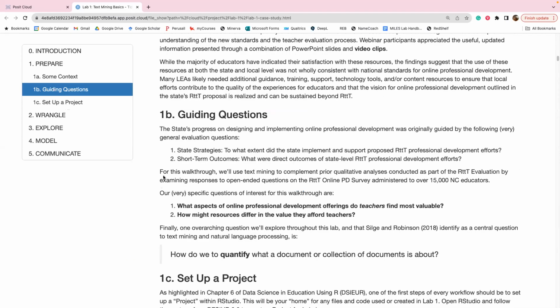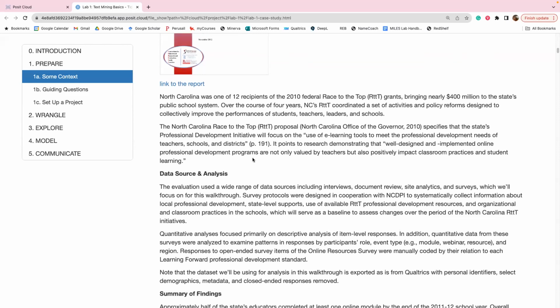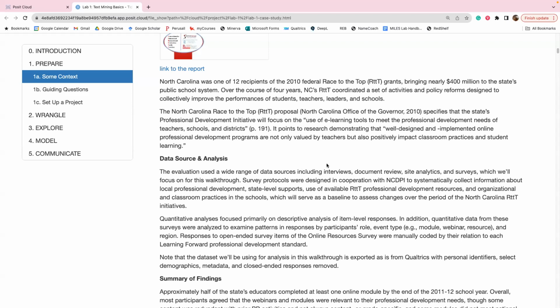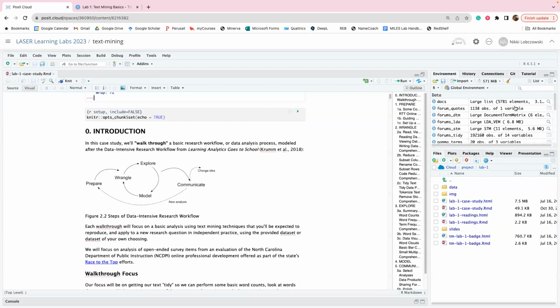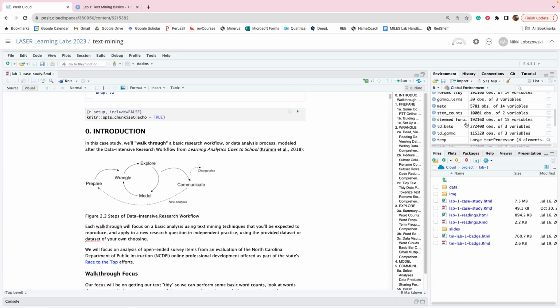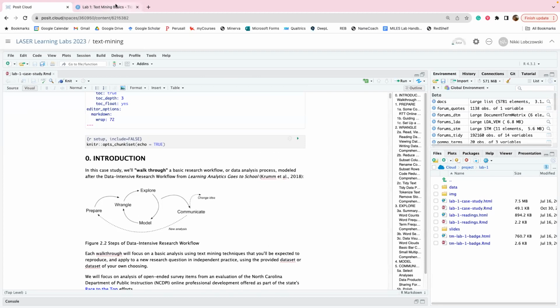For this, and I skipped this, this has a specific context: the data we're going to use is about the North Carolina Race to the Top. It's a professional development initiative. This is real data that was able to be shared. The data comes from interviews, document reviews, site analytics, and surveys, and here we're focusing on survey data. If at any point you want to see what this data looks like, there's a bunch of different ways to view what the data actually looks like. I can't find it. But you can look at all the different variables and things like that.